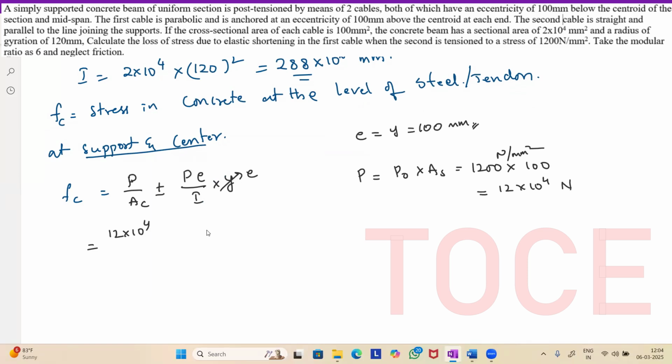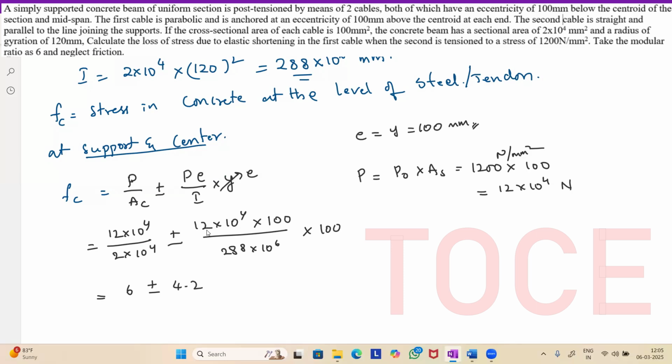Let us substitute the values. 12 into 10 to the power of 4 over area of concrete, 2 into 10 to the power of 4, plus or minus 12 into 10 to the power of 4 into E, which is 100, over I value, which is 288 into 10 to the power of 6. And here my Y, the distance of tendon, is equal to E, so Y is 100. If you calculate this value, the direct stress is 6 plus or minus, and due to eccentricity, we'll get the value of 4.2.